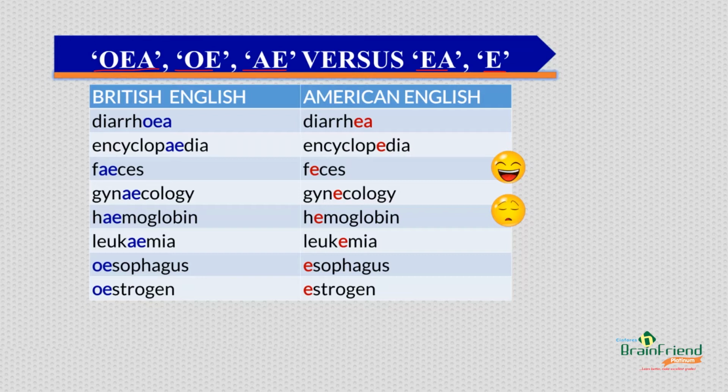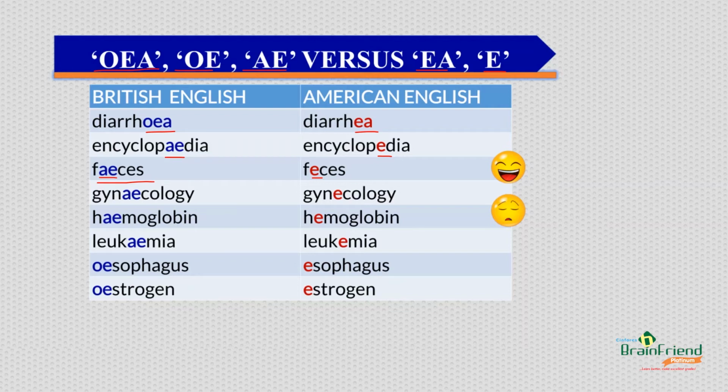In British English, the word diarrhoea ends with OEA, while in American English, it ends with EA. The word encyclopaedia is spelled with AE, while in American English, it is spelled with an E. Also, we have the word physics, spelled with AE, while in American English, it is spelled with E.